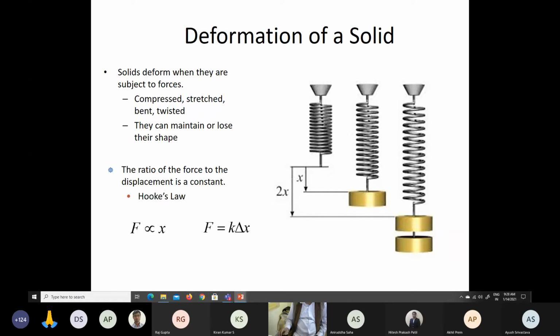As you all know, we have Hooke's law. In Hooke's law, the ratio of the force to the displacement is constant. Based on this, we can write the very important equation F is equal to K delta X, as you can see. So the restoring force F is equal to the stiffness of the material times the deformation delta, or delta X in this case. So this is a 1D problem, a linear deformation of delta X.